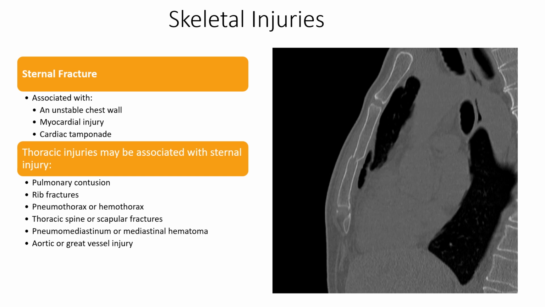Next, the sternal fracture. It's associated with an unstable chest wall, myocardial injury, and cardiac tamponade. Many of these injuries can be associated with sternal injury. Pulmonary contusion: if it's enough to fracture our sternum, which is relatively sturdy for the thickness of it, you can get that bruising of the lung tissue. You can have associated rib fractures. A pneumothorax or hemothorax is relatively likely. Also thoracic spine or scapular fractures.